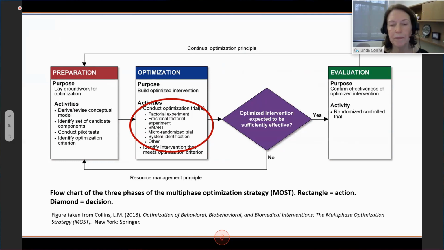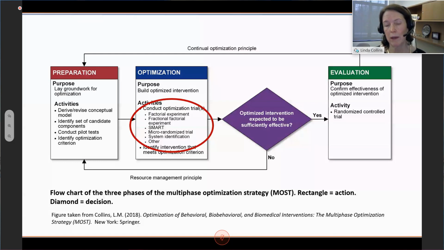System identification, that's a whole different. So factorial, fractional factorial, SMART, micro-randomized trial, those are all closely related to the traditional factorial experiment. System identification is really a very different perspective on all of this. It comes out of control engineering. So you would conduct a system identification experiment and use the results of that to build a controller.